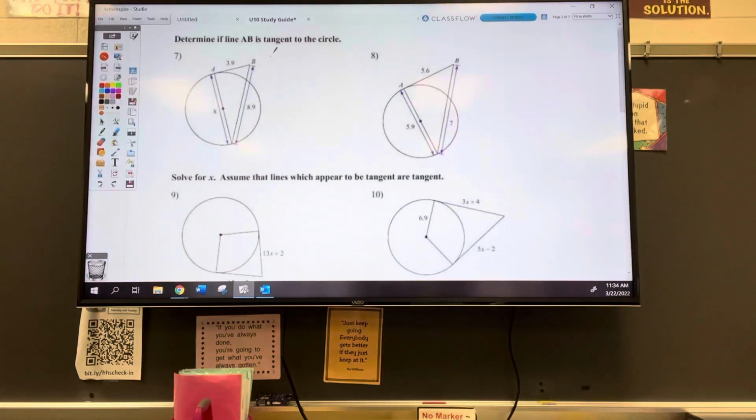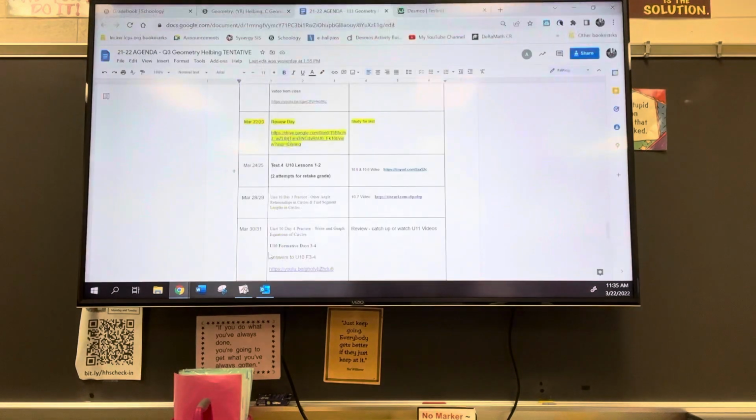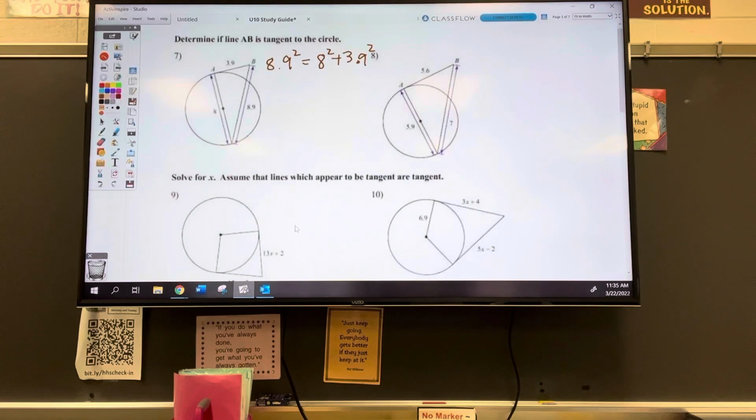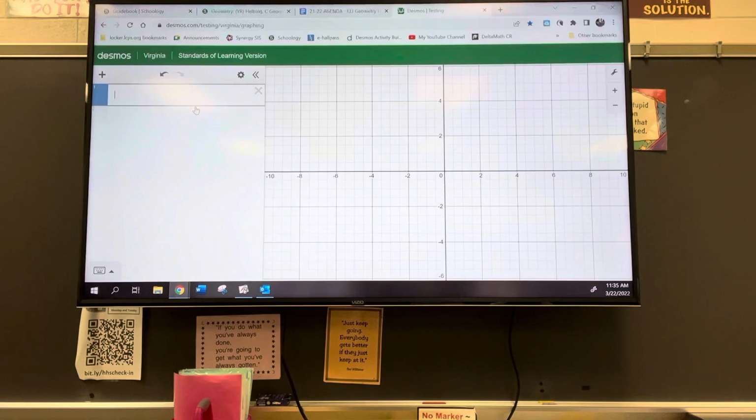So C squared equals A squared plus B squared. Let's check it on the calculator. What were the numbers again? 8.9 squared. Can you guys read them off to me? Okay, so 8.9 squared, 3.9 squared plus 8 squared. Yeah. Okay, those are equal.